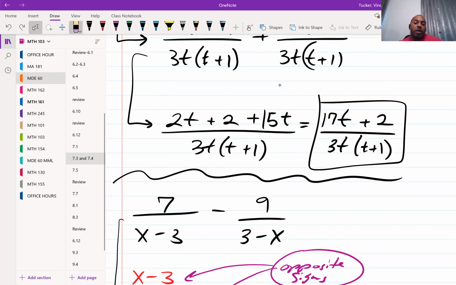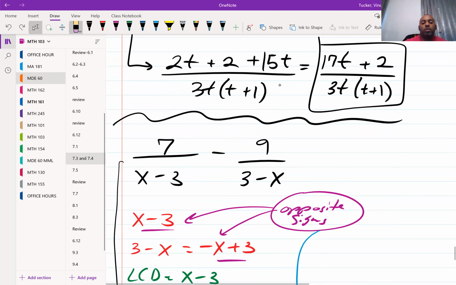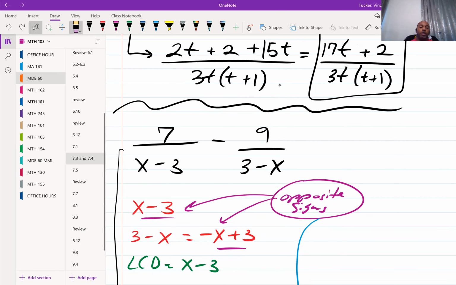All right, so we have 7 over x minus 3 minus 9 over 3 minus x. When we look at our two denominators, we have x minus 3 and 3 minus x. If I rewrite 3 minus x with the x first, so I can make a clean comparison, notice I have negative x plus 3. So both of my signs in each case are opposite: positive x, negative 3, and negative x, positive 3. If ever I have that type of situation, the LCD is just going to be x minus 3.